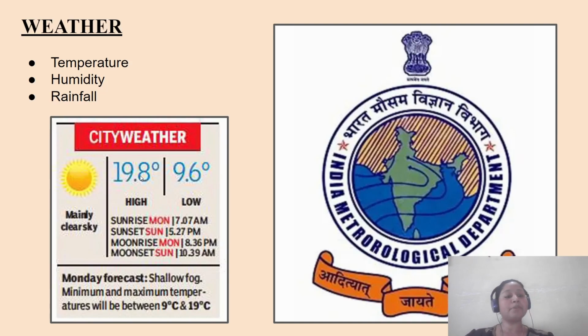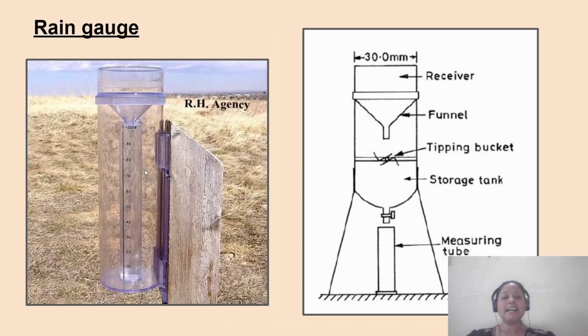So these are some of the reports through which we can get a clear understanding of whether the temperature is high or low, whether the environment is humid, or whether we are having rainfall or not. Next, how can one identify how much rainfall we are actually experiencing?